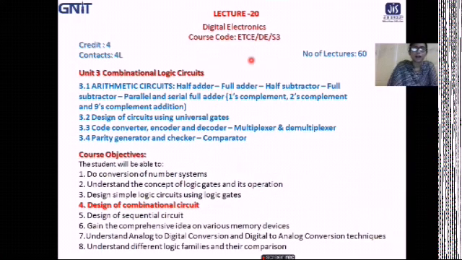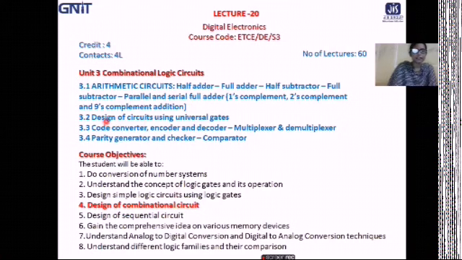So our subject digital electronics consists of 60 number of lectures and the credit is 4. Now we are in unit 3, that is combination logic circuits. Unit 3 consists of 4 sub-units. First one is unit 3.1 arithmetic circuits. It consists of half adder, full adder, half subtractor, full subtractor, parallel and serial full adders. That is 1s complement, 2s complement and 9s complement addition.